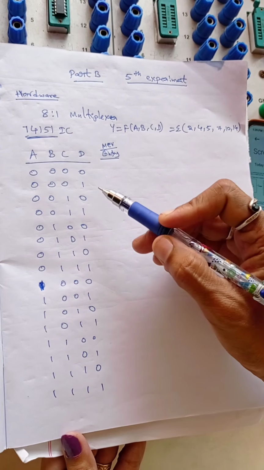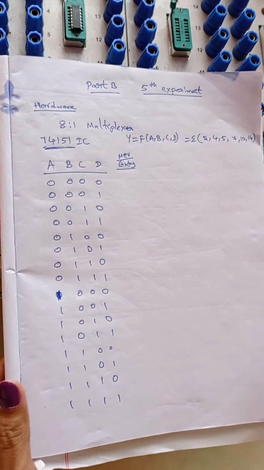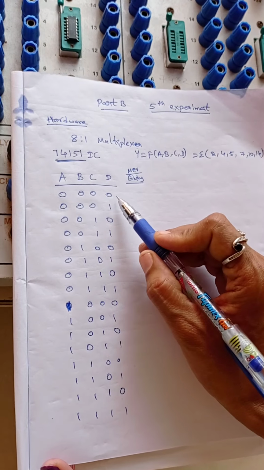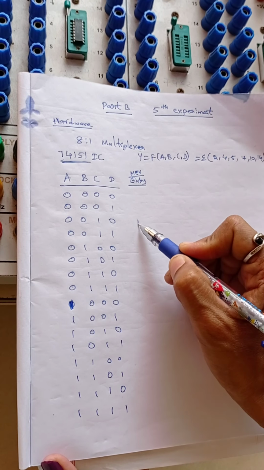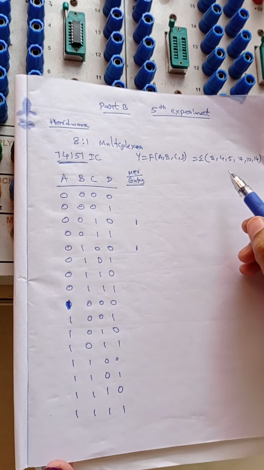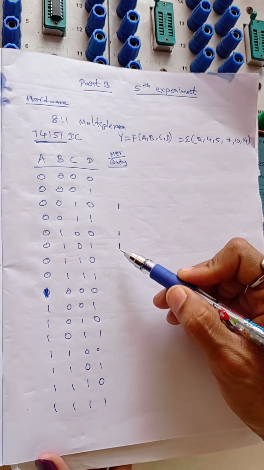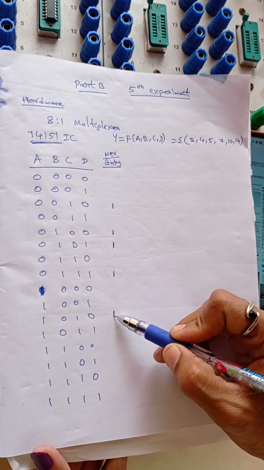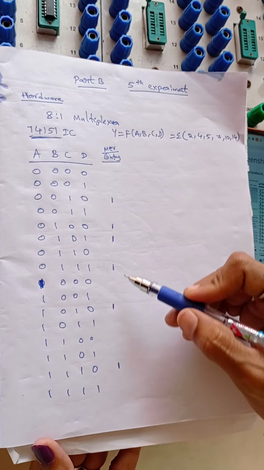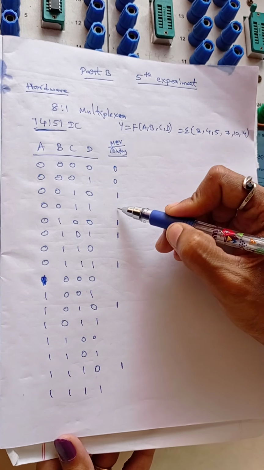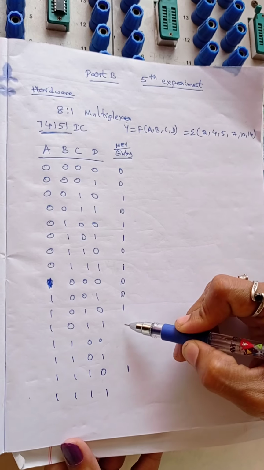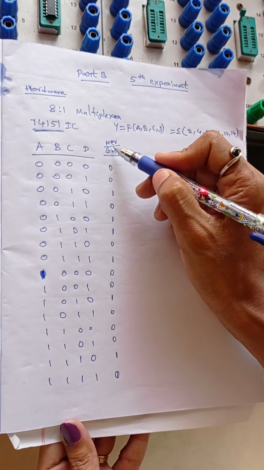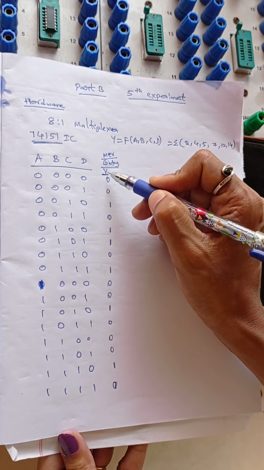Now we are entering the variable. See here, for 2, that is 0 0 1 0, we should get 1, and for 4, 5, 7, 10, 14 the output should be high, and for the remaining it should be low. This is the y output.